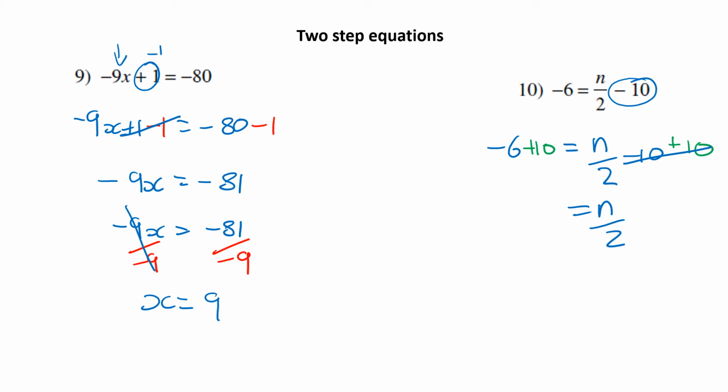And now on this side, I've got minus 6 plus 10. So it's basically like saying 10 minus 6. And so that means my answer here is going to be 4.